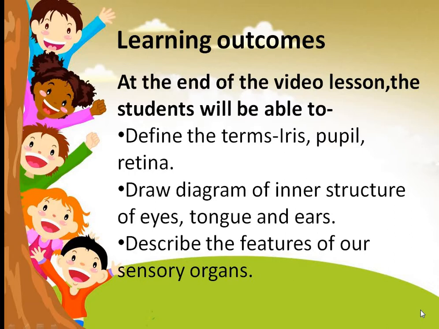So the learning outcomes of this chapter will be you'll be able to define the terms iris, pupil, retina, and also draw the diagram of inner structure of eye, tongue, and ears. Also describe the features of our sensory organs.